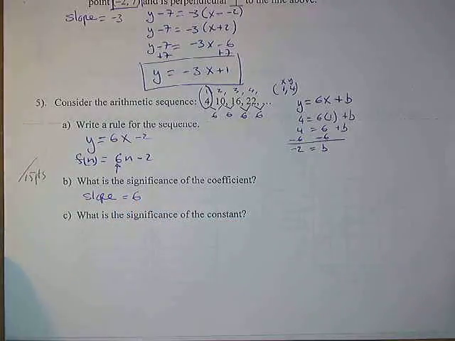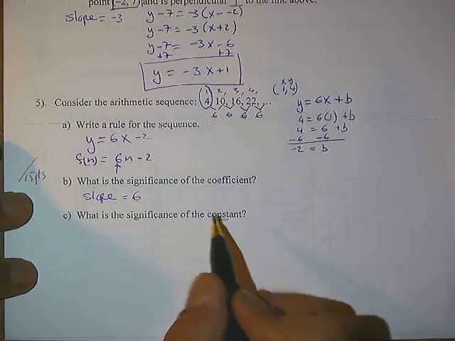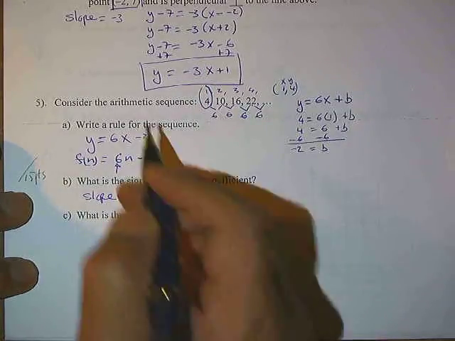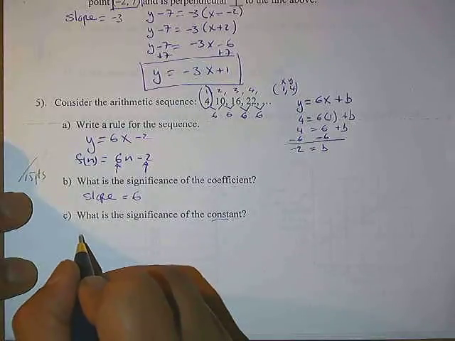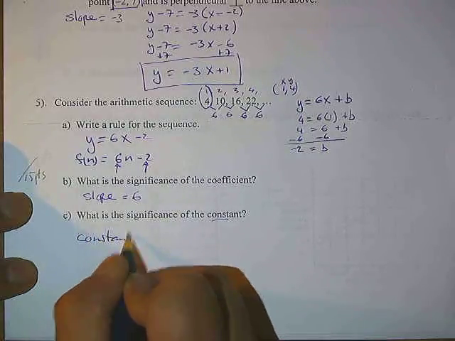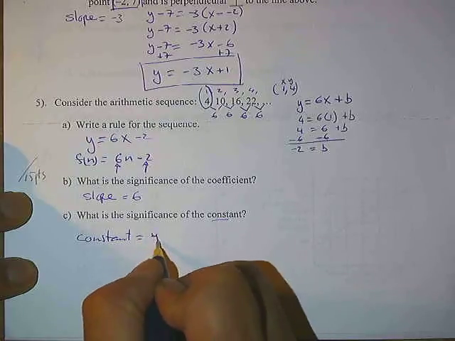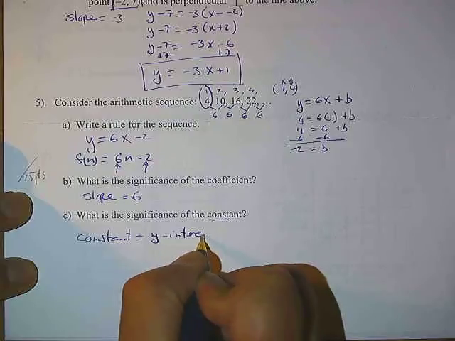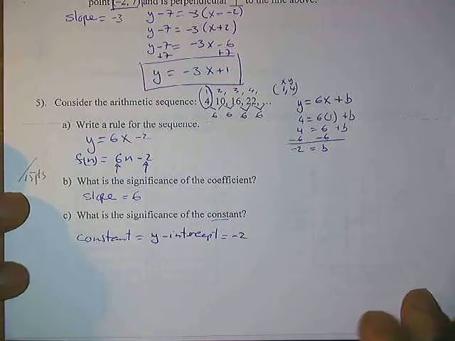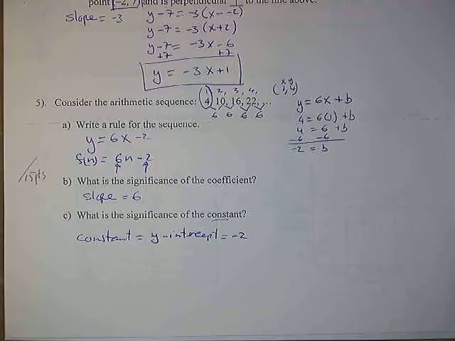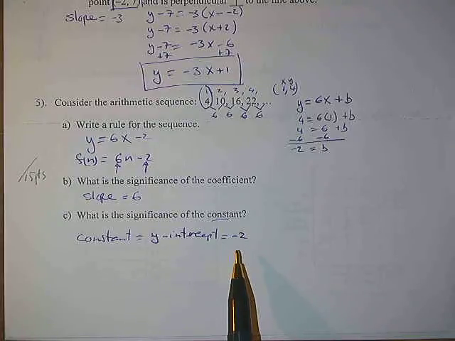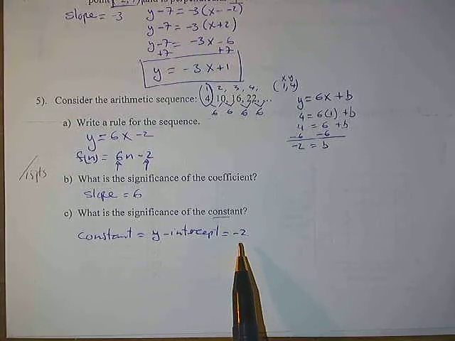Okay, so what is the significance of the coefficient? So the coefficient is the number that is before the variable. So the coefficient, that is your slope. Right? And your slope in this case is 6. And then what is the significance of the constant? Here's your constant right here. So your constant is -2. That's your y-intercept, which is equal to -2.